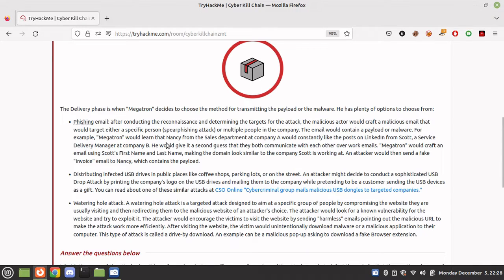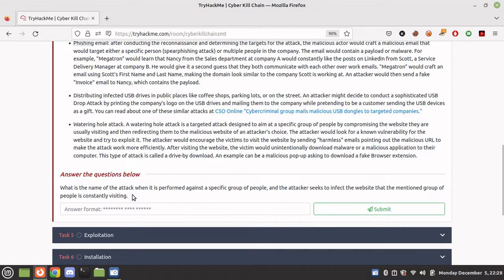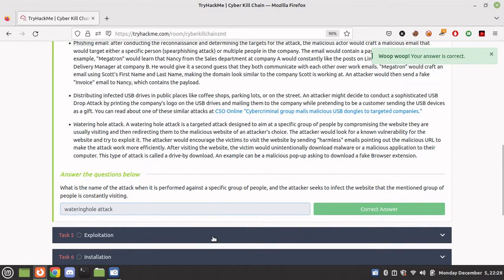And there is spear phishing attack, in which you target a specific person. Now, what is the name of the attack when it is performed against a specific group of people, and attackers seek to infect the website that the mentioned group of people constantly utilizes? It is a watering hole attack. There we go.